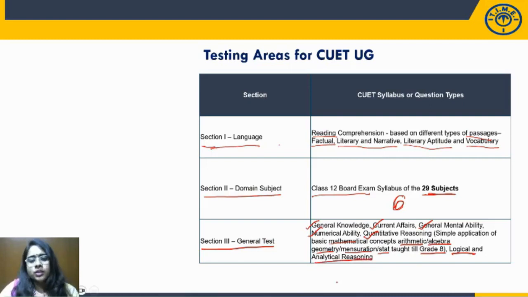Now that we understood an overall picture of what the testing areas and the whole process of this particular exam is, let's get into the general test analysis.